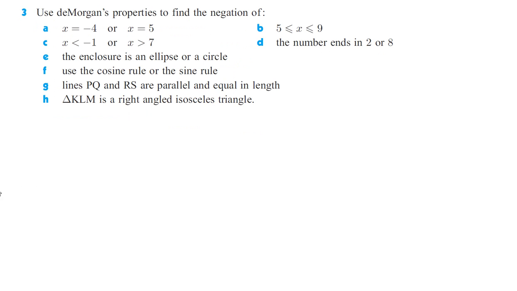Okay. Moving along to number 3, use De Morgan's properties to find the negation of these things here. Okay, so let's take a look at A here. So we've got x equals 4 or x equals 5.